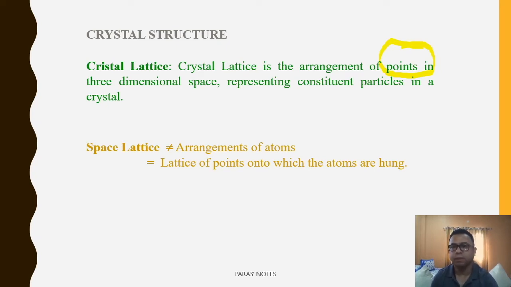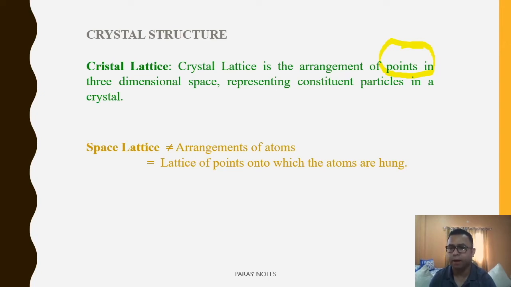These points, now when they are arranged in three-dimensional space, I hope you understand when we talk about three-dimensional space, a length, a breadth and the height. Like for example, a sphere is three-dimensional, cube is three-dimensional, cuboid three-dimensional, cylinder three-dimensional. Now this three-dimensional space, how these particles are arranged, that means when we are talking about ions, molecules and atoms, how are they arranged in a three-dimensional space?